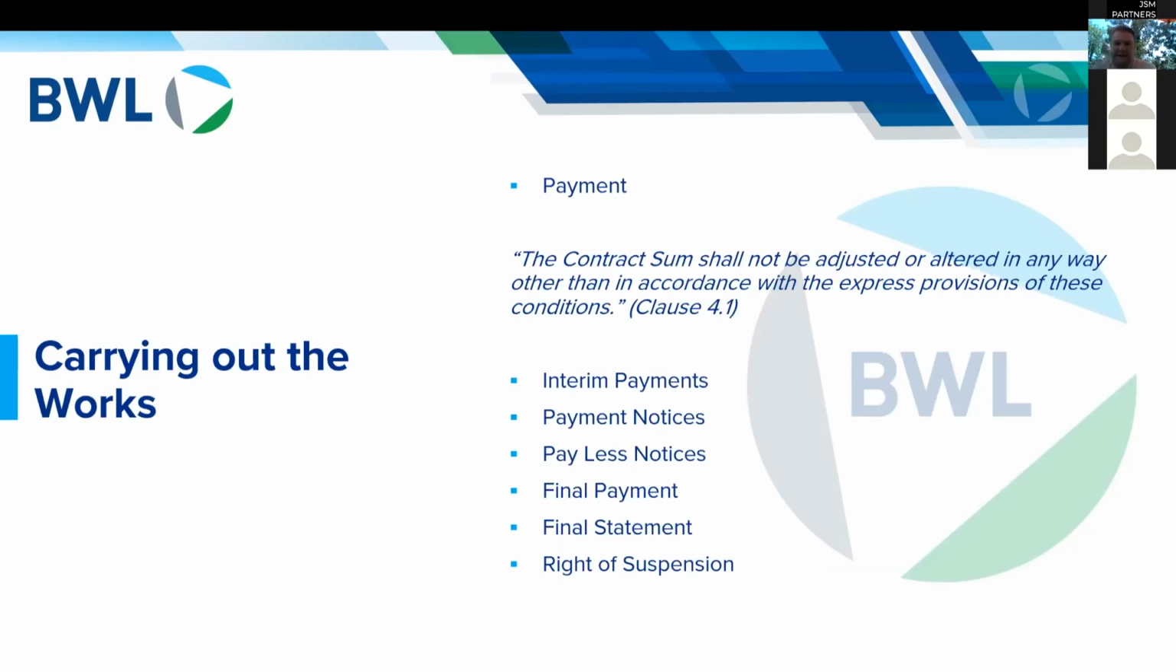Now, in the JCT contract, this process of agreeing the final account is humongously swayed in favor of the employer or the developer. And the reason for that is that they have built timeframes into the contract that can make it possible for the final account to take up to 12 months to determine.